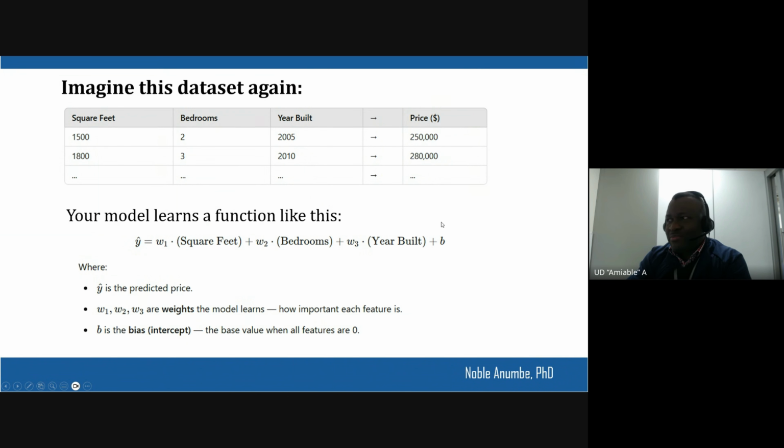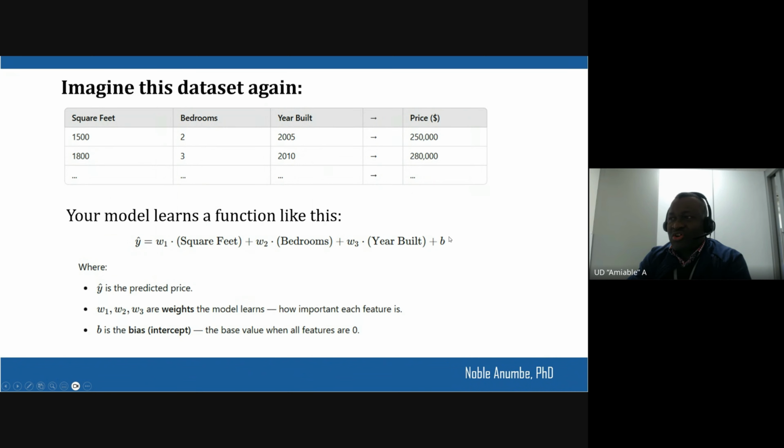If we had a 4th variable, we would have had w4, and whatever is there would be something we multiply. Then finally, remember your y is equal to mx plus c. This is b in this place.